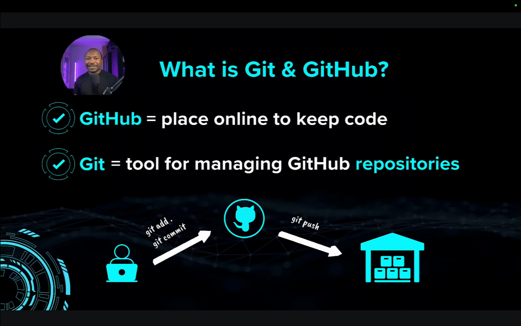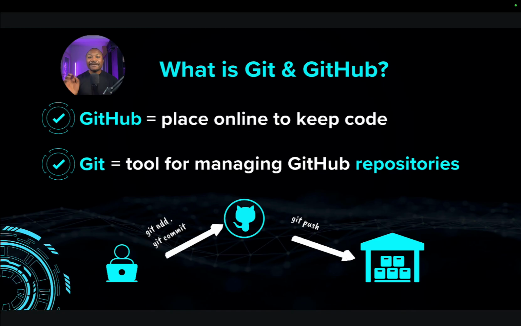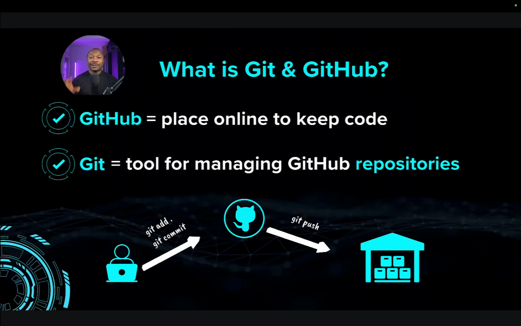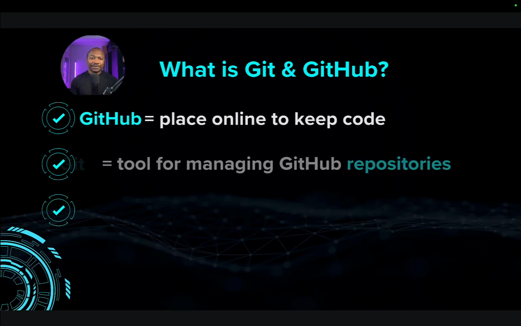Through this process, you are able to even reverse whenever you make mistakes or you have errors in the code which you are working on. And this is called version control. So Git and GitHub help you to control code versions of your project.